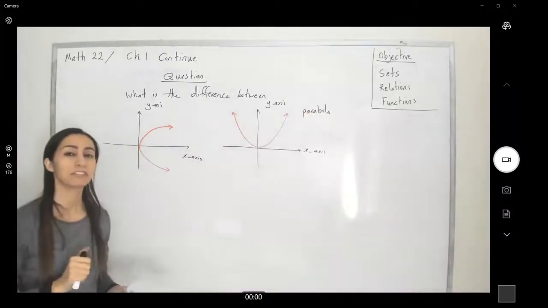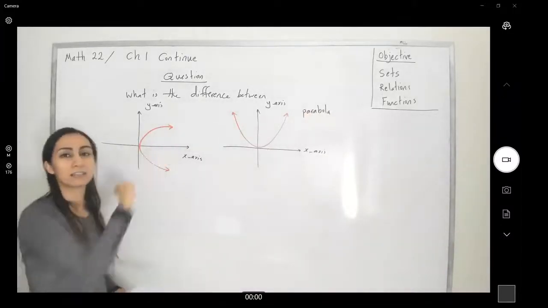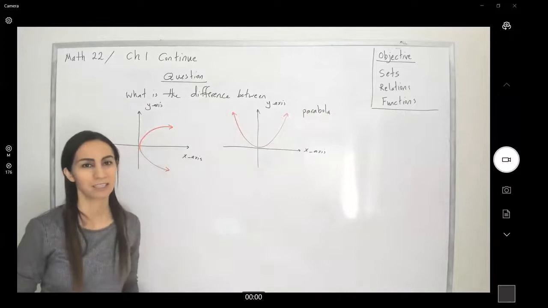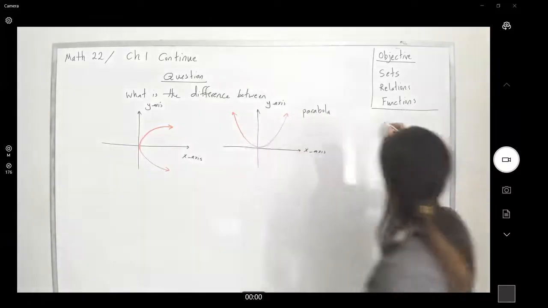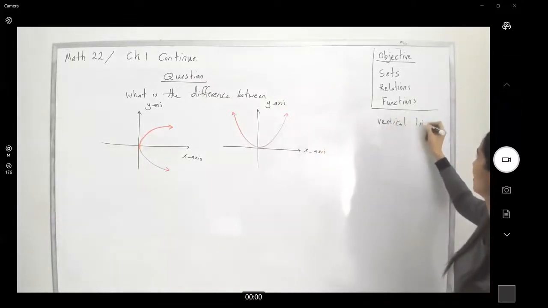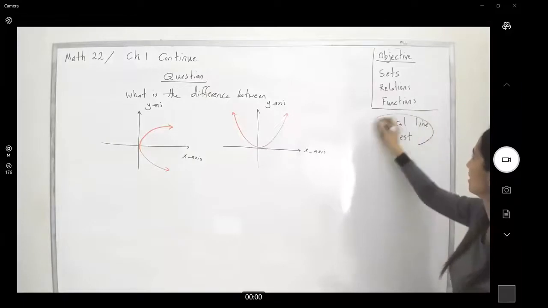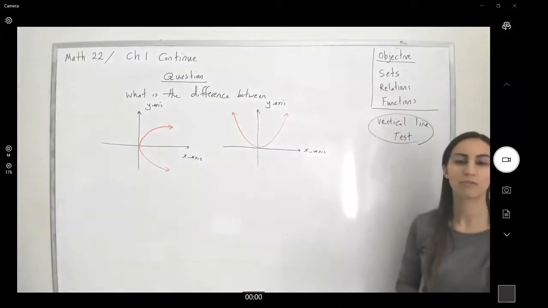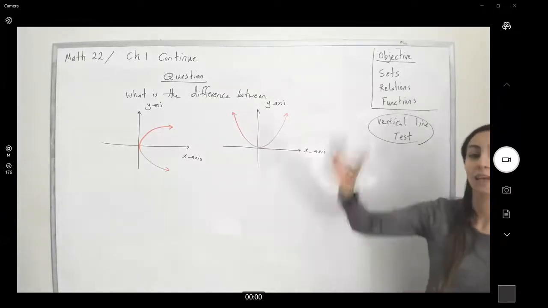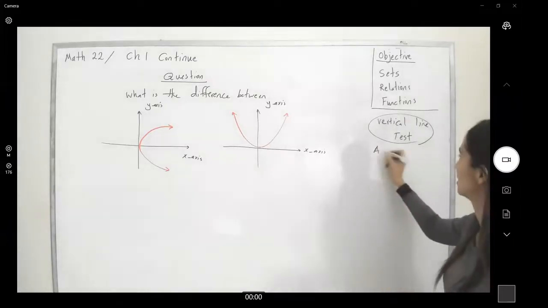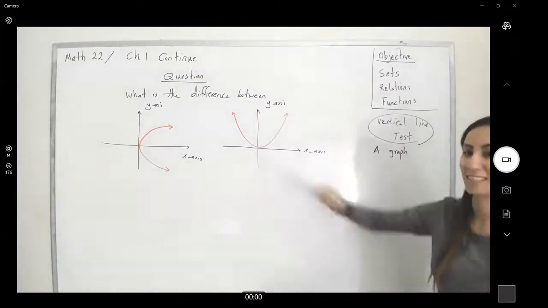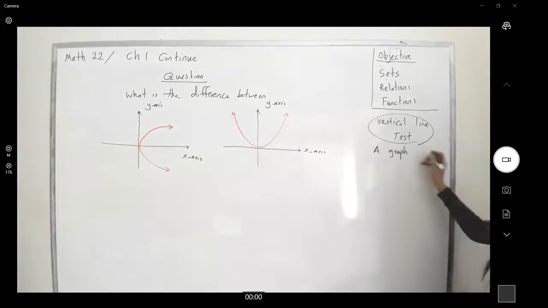The main difference between these two is that this guy doesn't pass vertical line test. This guy passes vertical line test. What's the meaning of that? Do you remember vertical line test? So we say that a graph represents a function if it passes vertical line test. So the first one does not represent a function? Very good. It's not a function, but this is representing a function. Excellent.